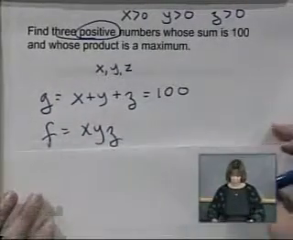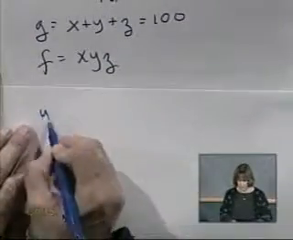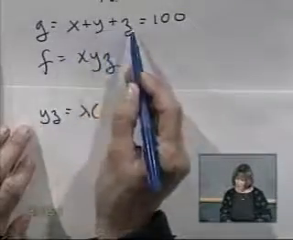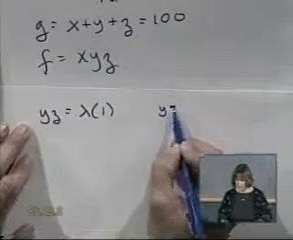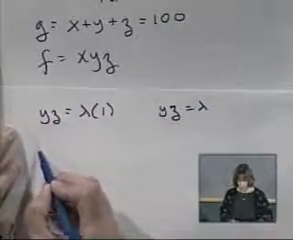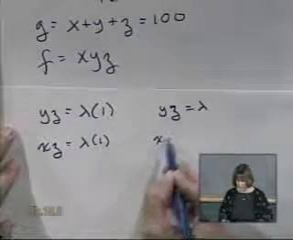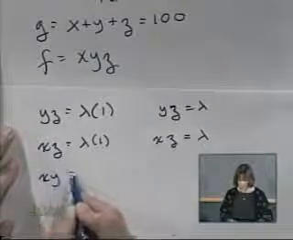We have the gradient of f, or let's say the partial of f with respect to x is yz, and that equals lambda times the partial of the constraint with respect to x, which is just 1. So we have yz equals lambda. The partial of f with respect to y is xz, and that equals lambda times 1. So I have xz equals lambda. And then lastly, we have xy equals lambda.